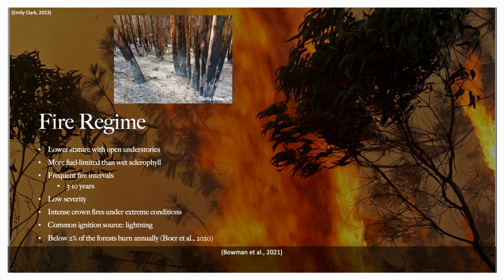there are frequent low-severity brush fires and can range in intervals from 3 to 10 years. Intense crown fires can occur under drier conditions, and a common ignition source for these systems is lightning. Looking at this photo of the charred bases of the eucalyptus trees, we can see where the fire got to, and it wasn't very high, and it mainly affected the understory species.